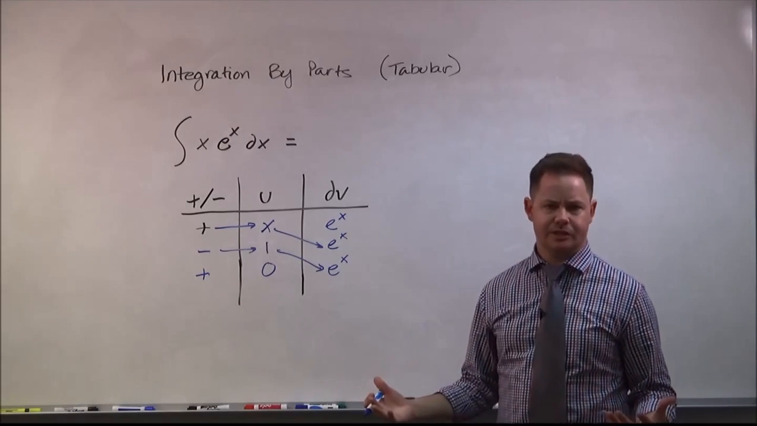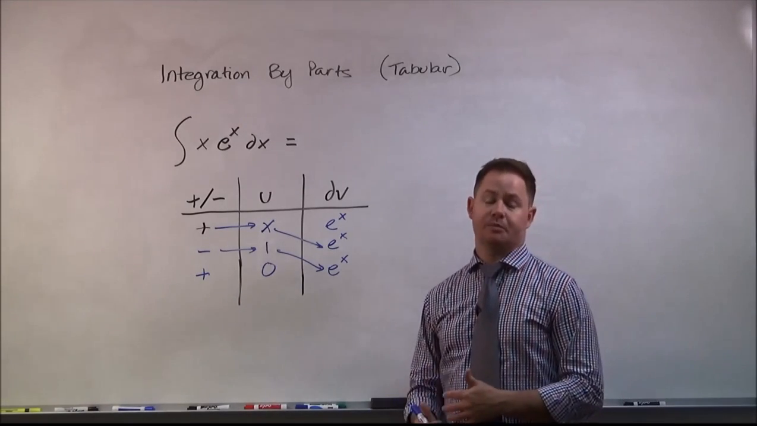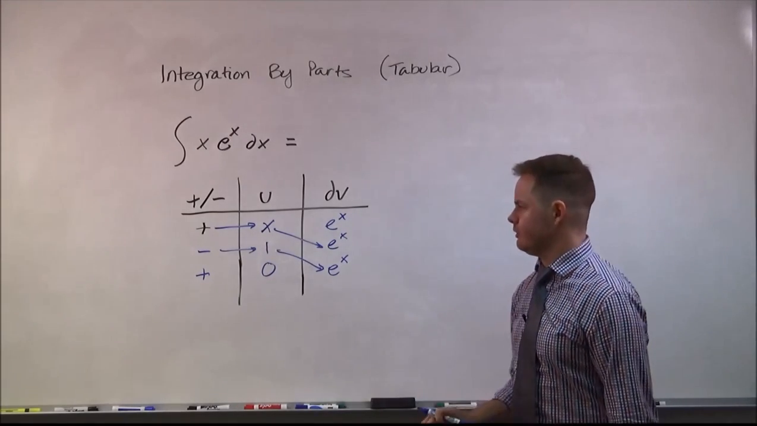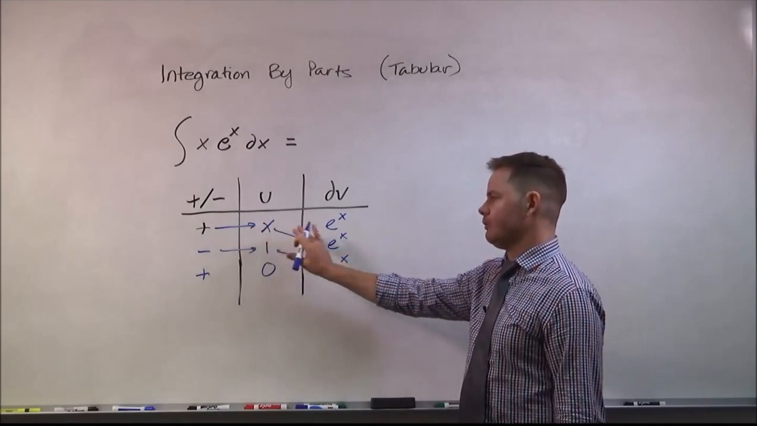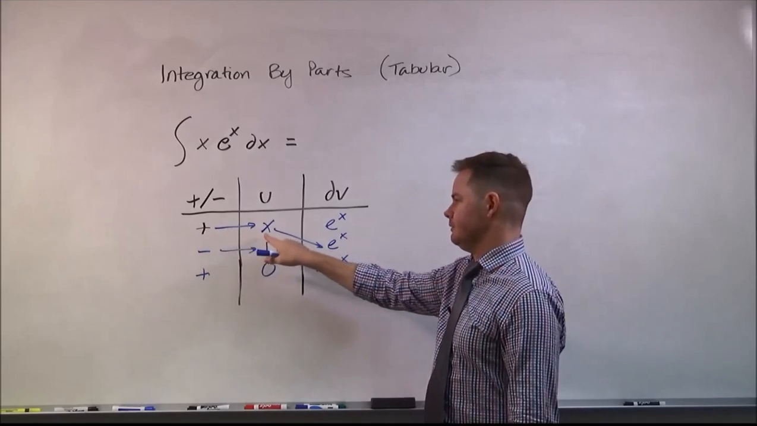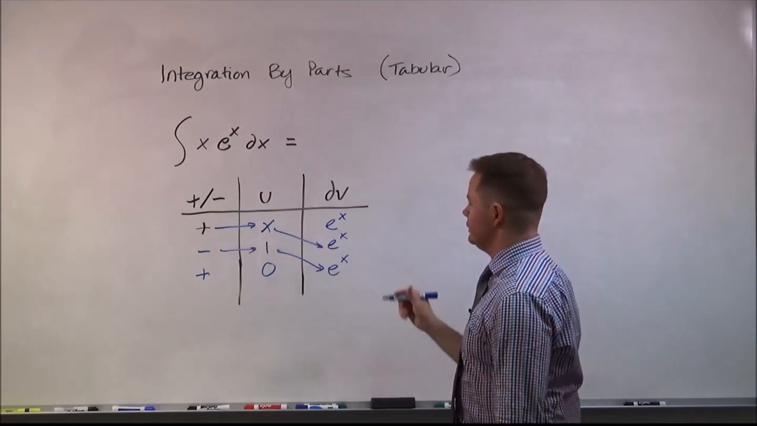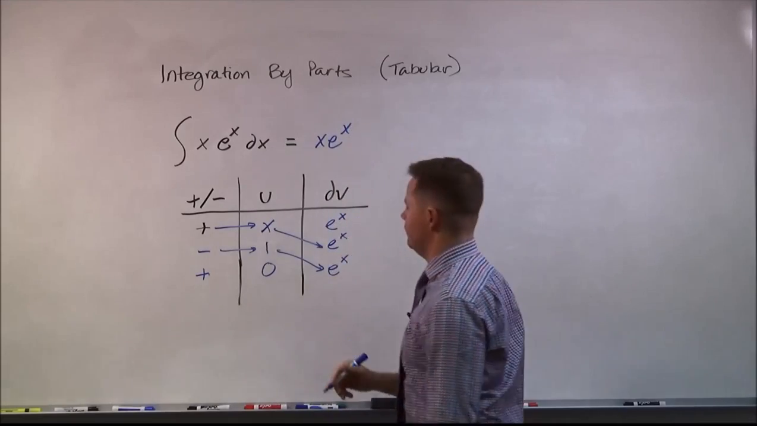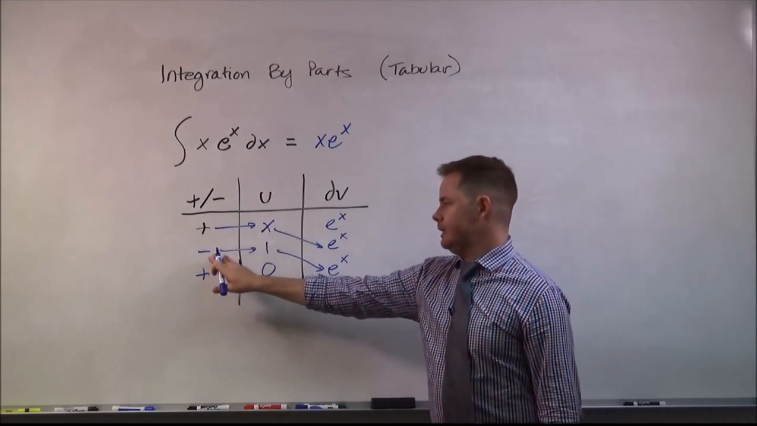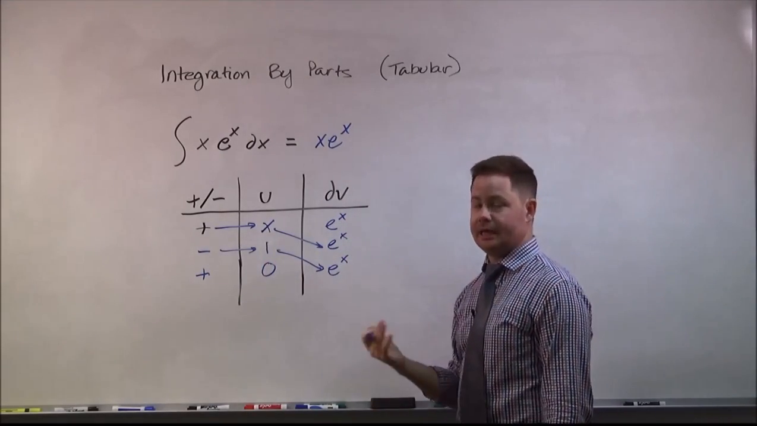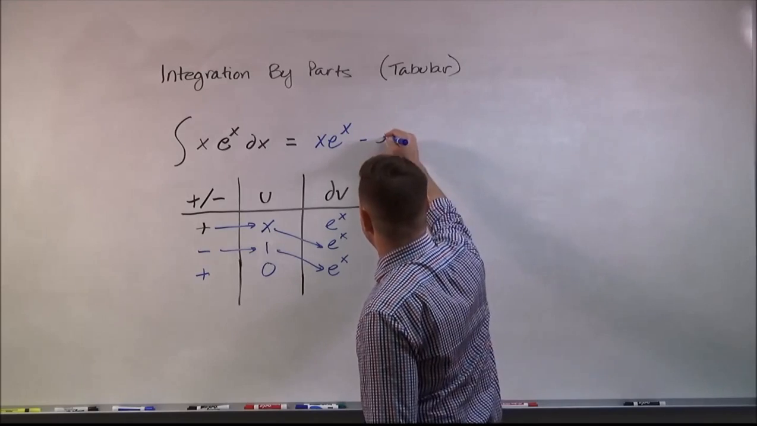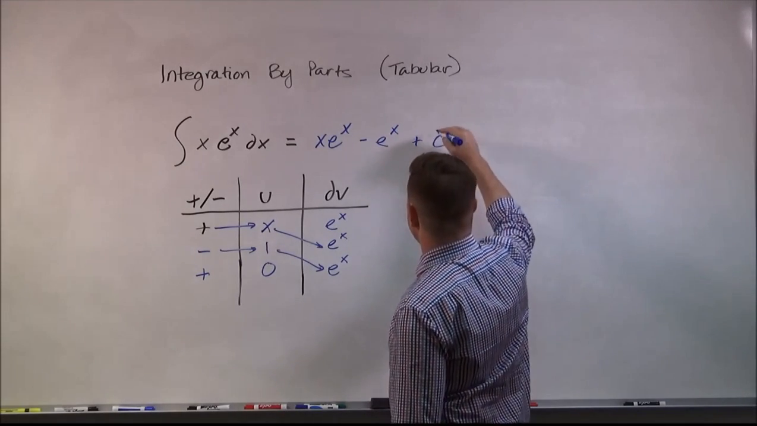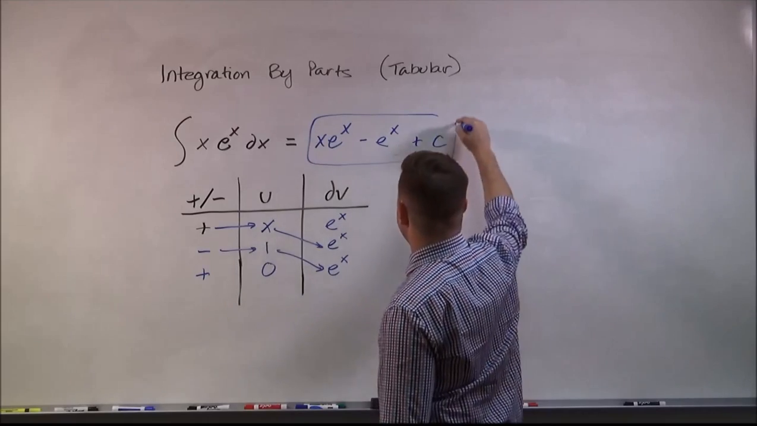0 times anything is 0, so you don't need to go through the process of adding or subtracting that from your problem. Your problem is done when you get to the 0. So if we go to write out our final expression, it'll be a positive x times e to the x, and then a negative 1 times e to the x will be minus e to the x. And for good measure, we want to make sure that we remember to write in plus c.